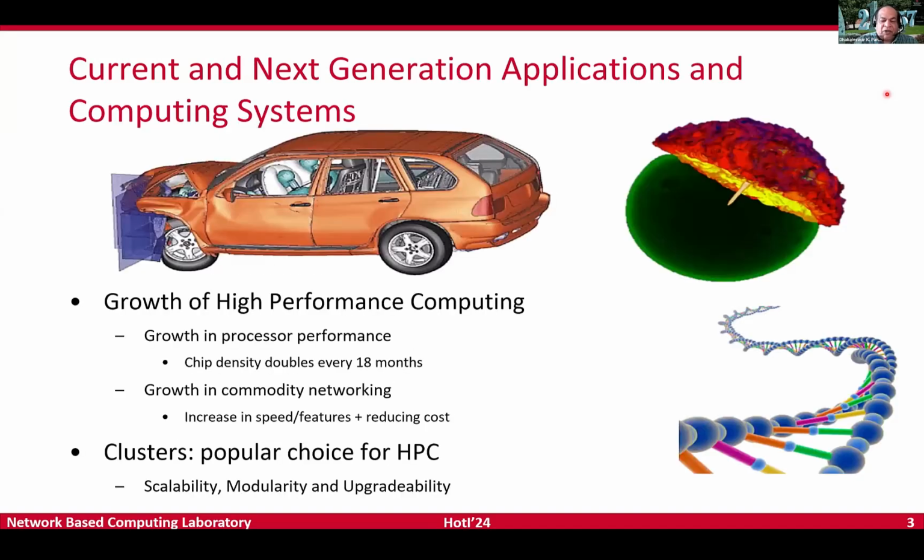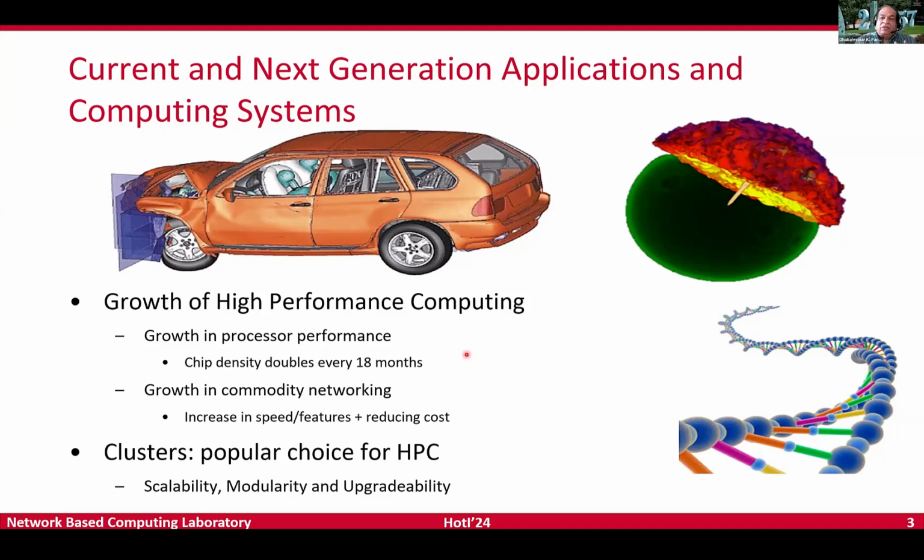So if you take a very broad look, over the last 20, 30 years, there has been a lot of growth in high performance computing. And that growth is happening in terms of processor performance, especially chip density doubling almost every 18 months. We see more and more cores per socket. So each socket or each server is also getting very heavy these days. Like the latest AMD has 128 cores. Similarly, Intel has 96 cores.